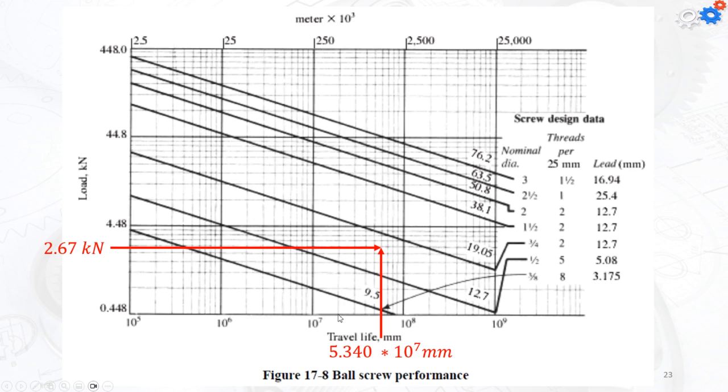So you can see this is 1, 2, 3, 4, and 5. So it's going to be somewhere here. The intersection will be at that point. That means my screw is going to be this line, the one above, and it's going to be 19.05 millimeters or 3/4 of an inch. And it's going to give me that the threads per 25 millimeters or 1 inch is equal to 2 threads, and the lead is going to be 12.7 millimeters.